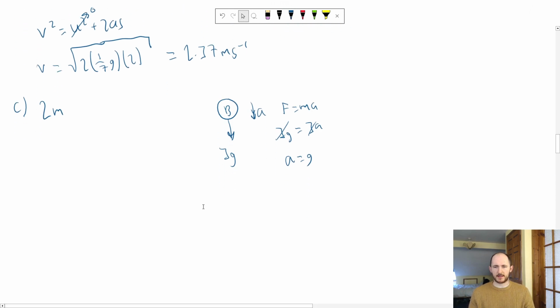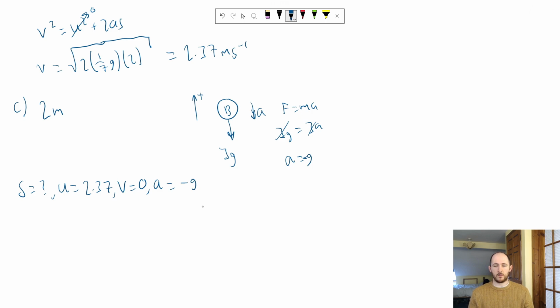So let's work this out. So S is don't know. And again, we're actually going to take upwards as positive for all of this. I know that means this will be negative and so on. U is going to be upwards 2.37. We're going to look at when V is equal to 0. A is going to be negative g. Why? Because again, it should be slowing down this object. And T, I don't really care. So again, we can use V squared equals U squared plus 2AS.